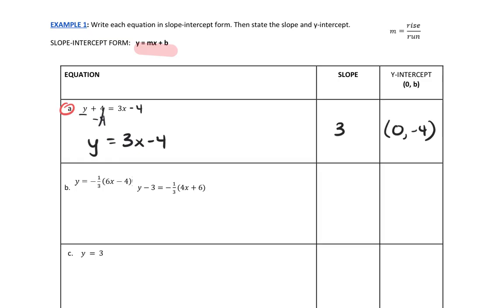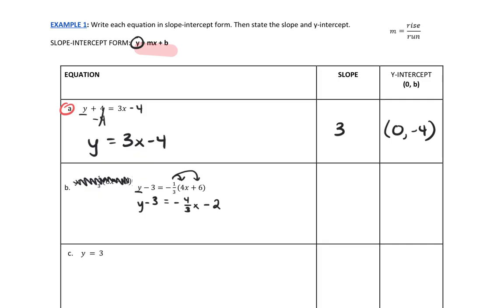Oops. Okay, that was not the problem I wanted. Get rid of that guy. Ooh, this one's a little ugly. So remember, we want to get y by itself. That's the goal here. So I think the first thing I want to do is go ahead and distribute this because there's no parentheses in my y equals mx plus b. So I have y minus 3 is equal to -4 thirds x minus 2.